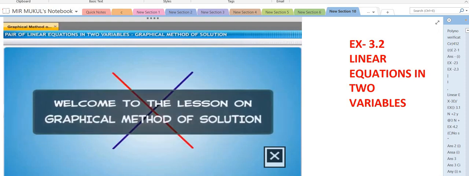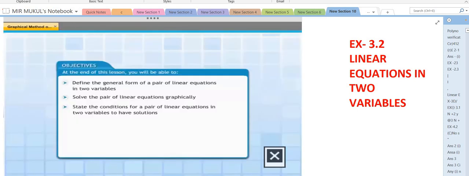Welcome to the lesson on the graphical method of solution. At the end of this lesson, you will be able to define the general form of a pair of linear equations in two variables and solve the equations graphically. You will also be able to state the conditions for a pair of linear equations in two variables to have solutions.